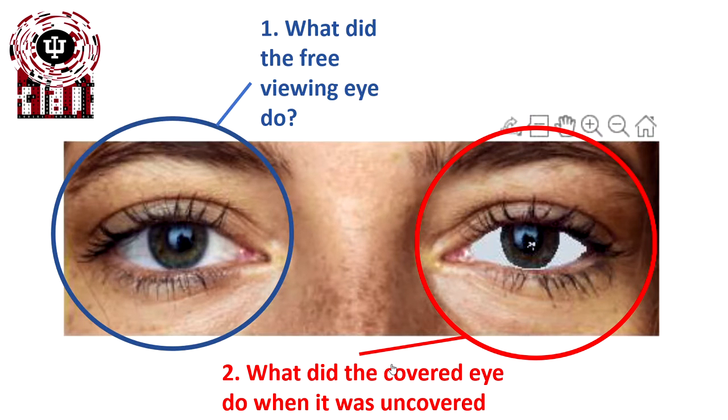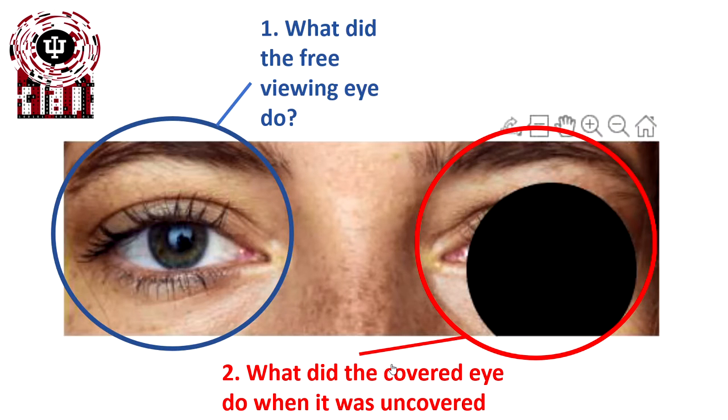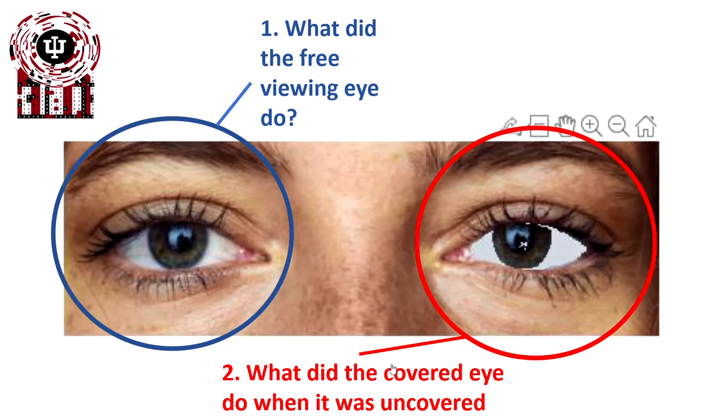When we do this, because the occluder is opaque and we can't see, there's only two things we can pay attention to at all. What did the free viewing eye do? And what did the covered eye do when it was uncovered? Those are the only two factors we can look at.